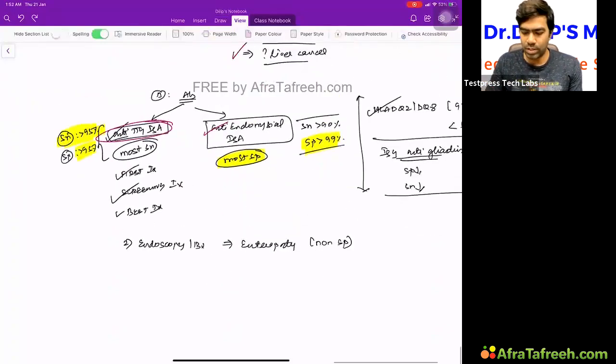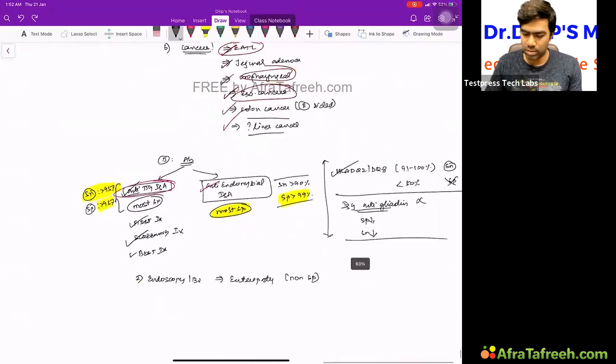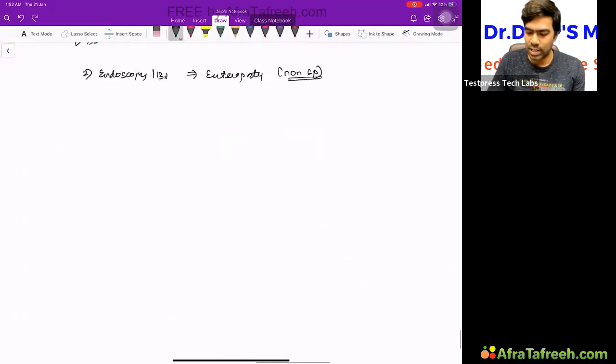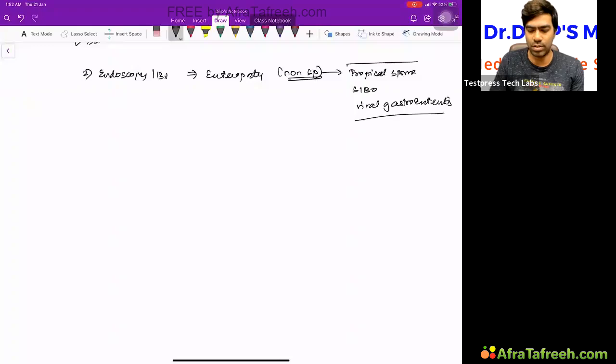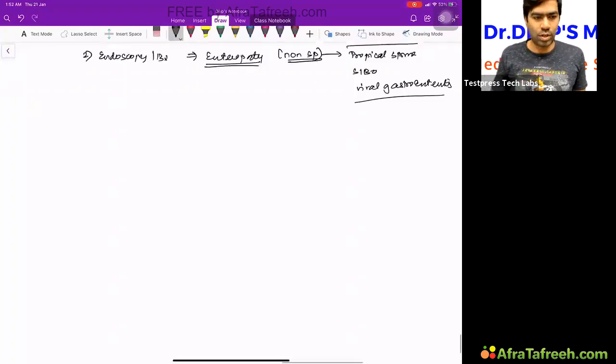Why is celiac enteropathy non-specific? Because you can see the same finding in multiple other conditions. Like I told you, in tropical sprue you can see a similar finding. You can see it in SIBO, you can see it in viral gastroenteritis. In many other conditions, you can see the same finding. So it's non-specific as far as celiac disease diagnosis is concerned, but definitely enteropathy as a whole should be there in patients with celiac disease. Without that, you cannot make a diagnosis.